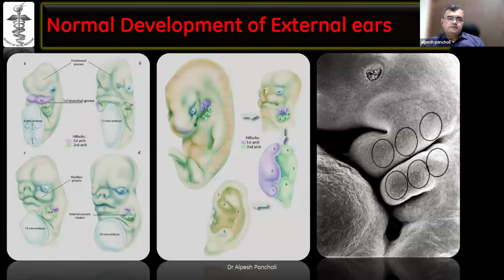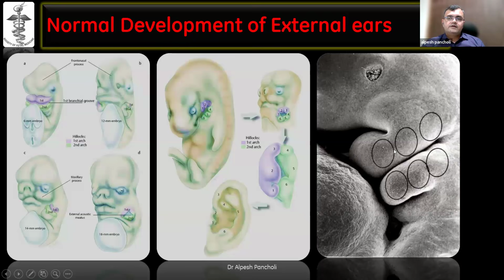Coming to a brief embryology, the ears start developing at about the 4th week with the tissue condensation at the first and second pharyngeal arches. Later on, there is bulging of the tissue, which are known as the auricular hillocks, from the first and second pharyngeal arches. Later on, they fuse to form the final architecture of the external ear.